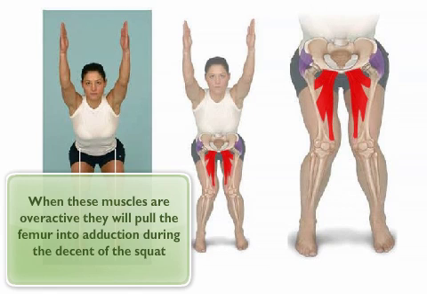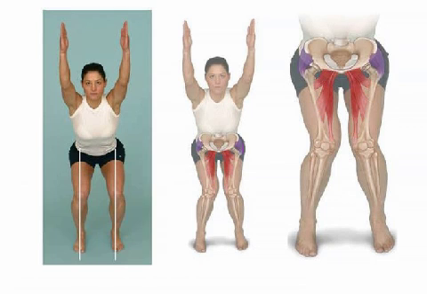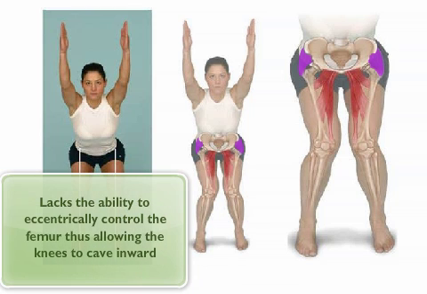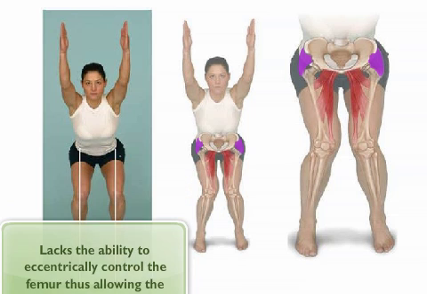When these muscles are overactive, they will pull the femur into adduction during the descent of the squat. Additionally, the gluteus medius is implicated as underactive during this compensation. When underactive, the gluteus medius lacks the ability to eccentrically control the femur and counteract the pull of the adductor complex, thus allowing the knees to cave inward.